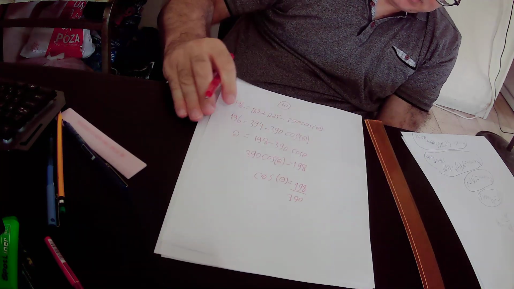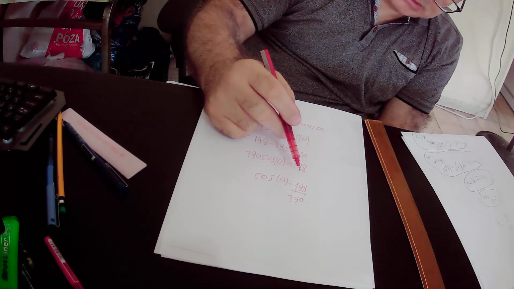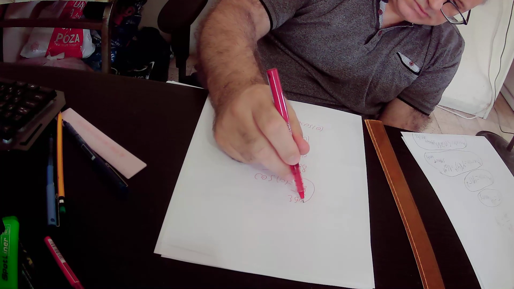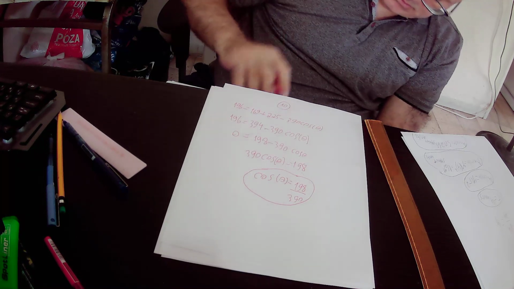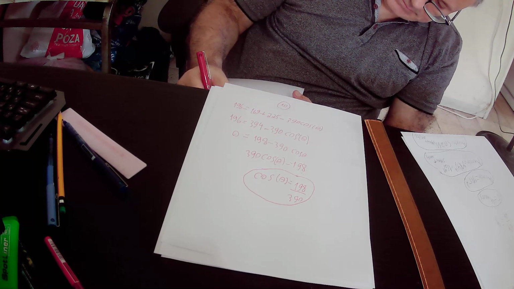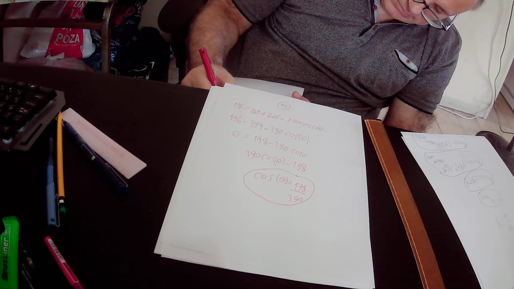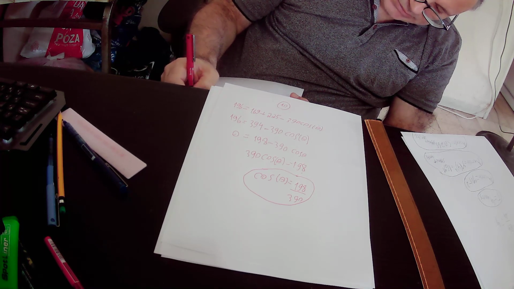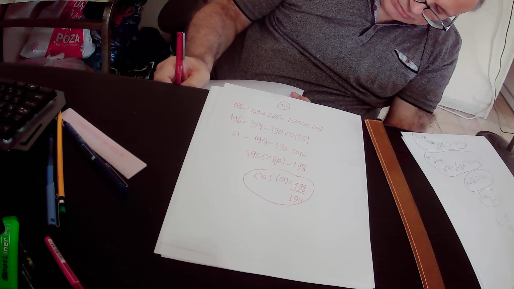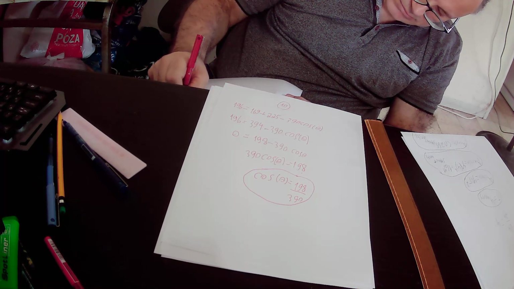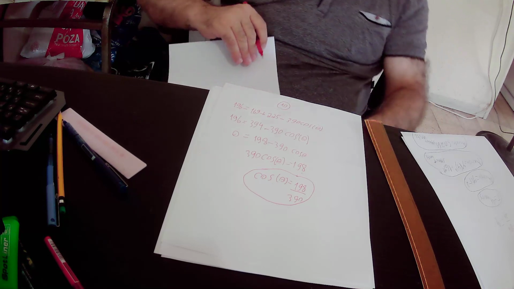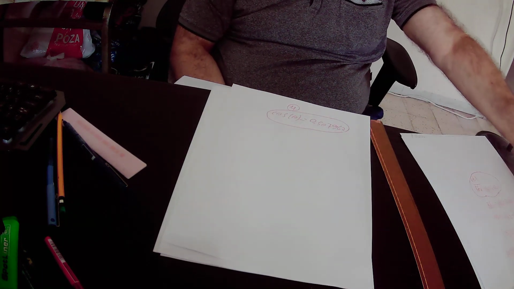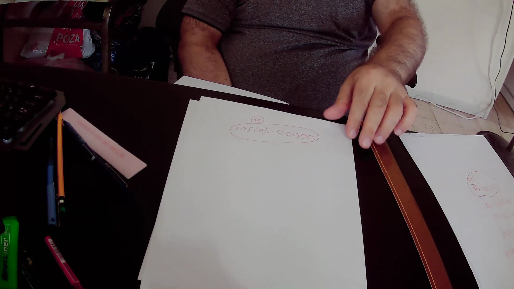So we learned that cosinus theta equals 198 over 390, or cosinus theta equals 0.507962. Okay, cosinus theta equals 0.507962.